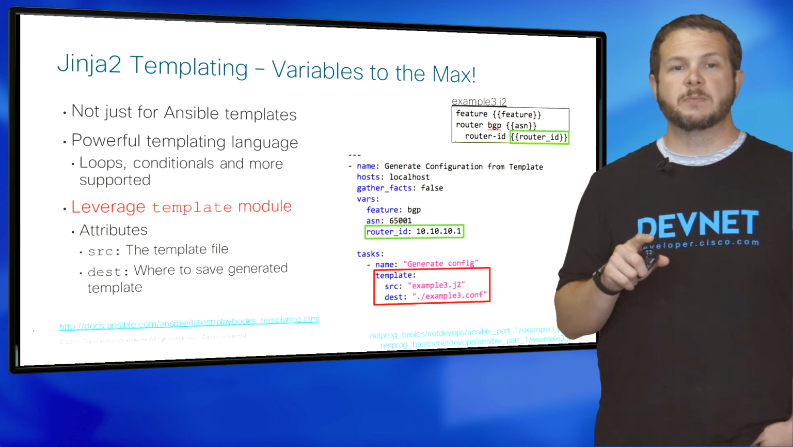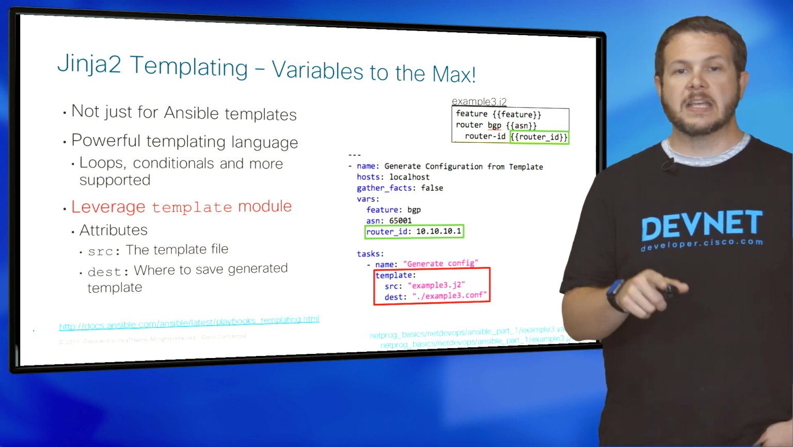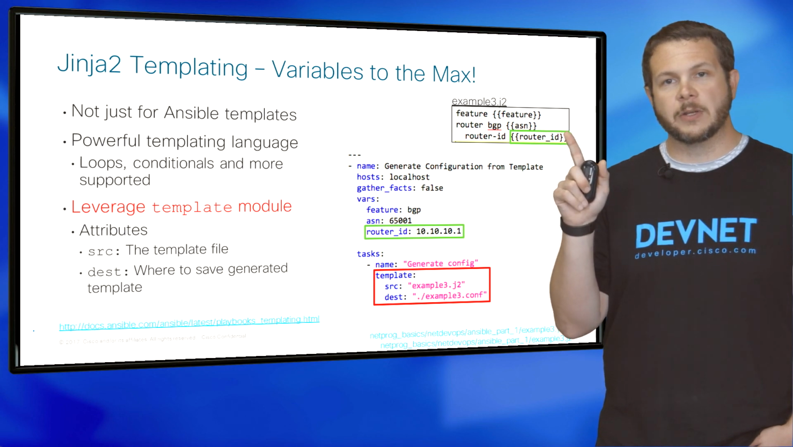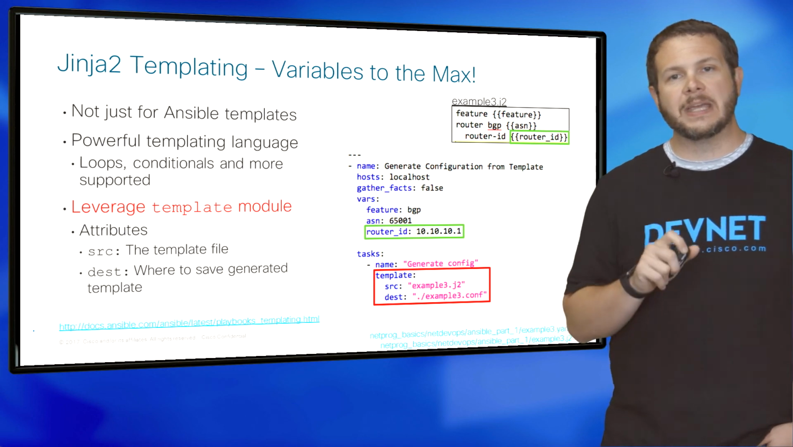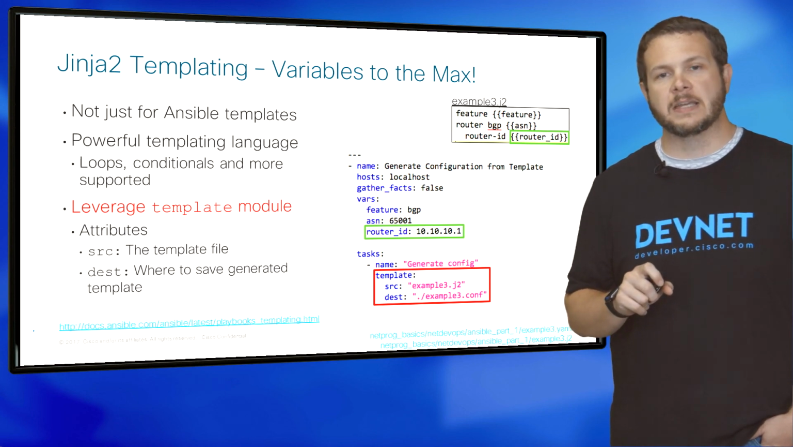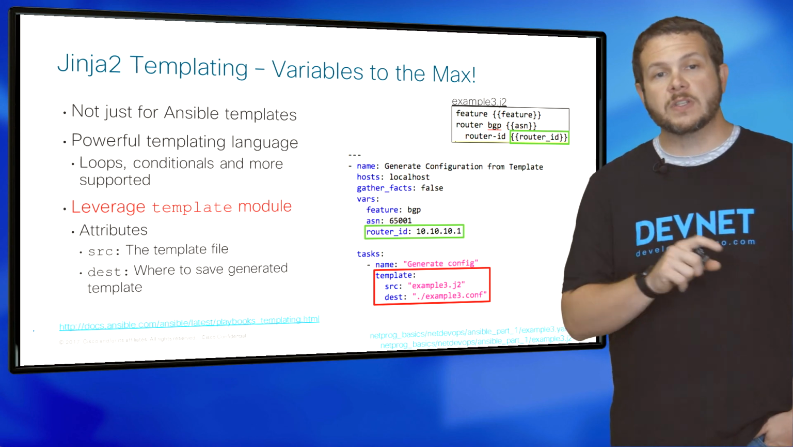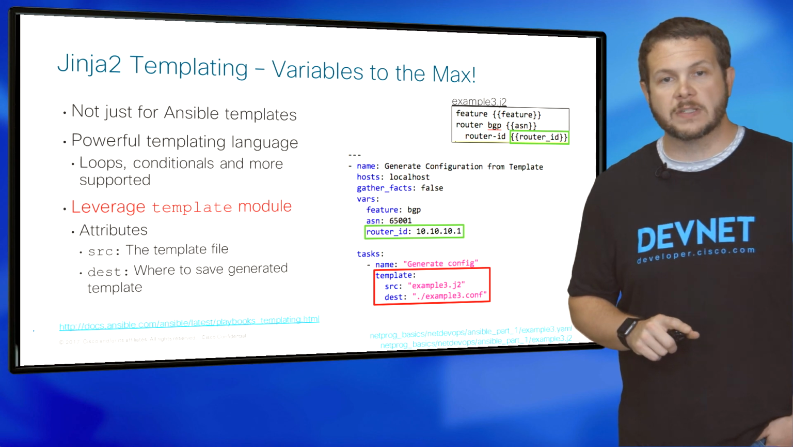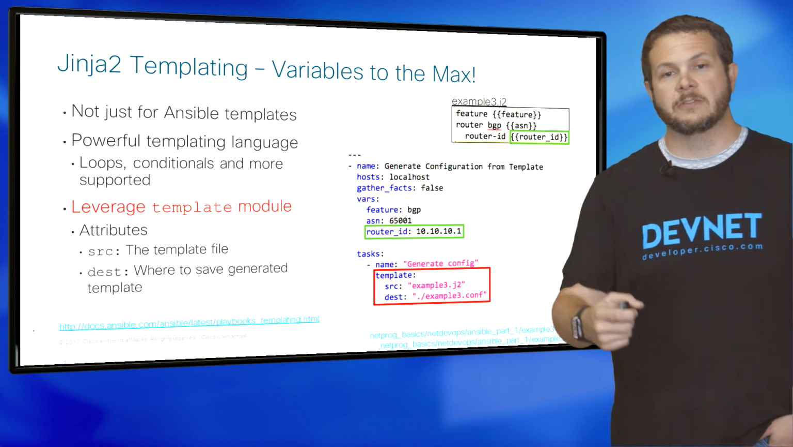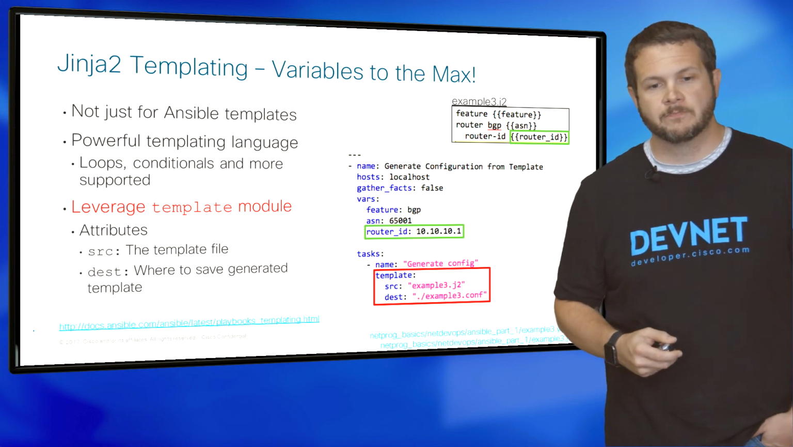We would reference a specific Jinja 2 template, in this case example3.j2. We can see what the template looks like up here in the corner, and inside the template we indicate all of our variable placeholders that we're going to pass into the template. Then when we use the template module, we provide the source of the template and then a destination of where we want that final version of the configuration template created and used.